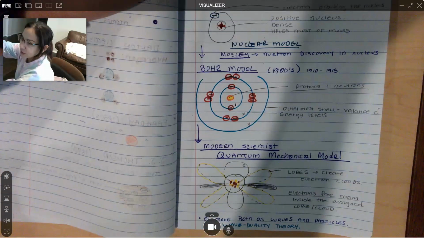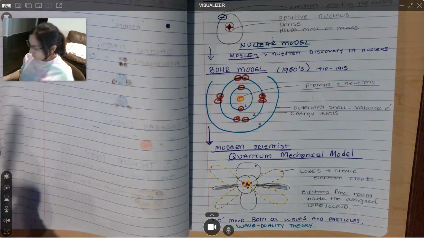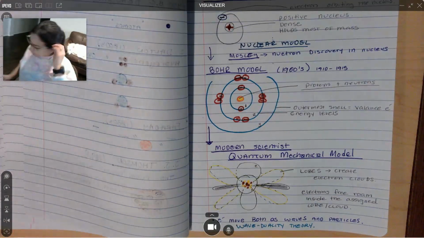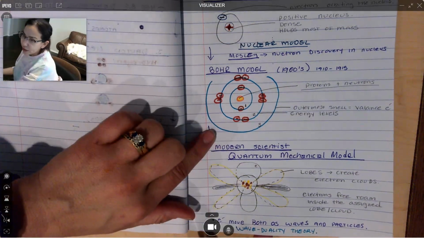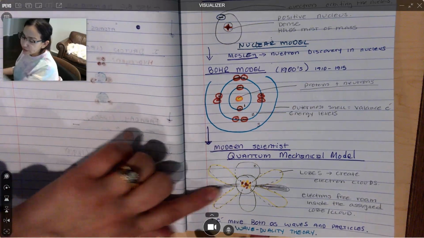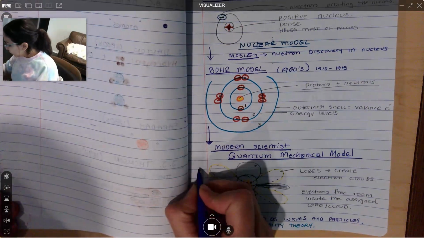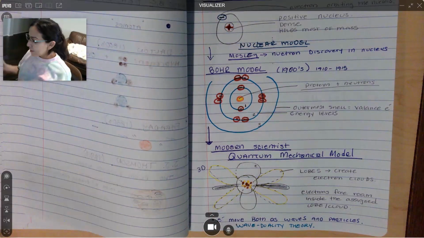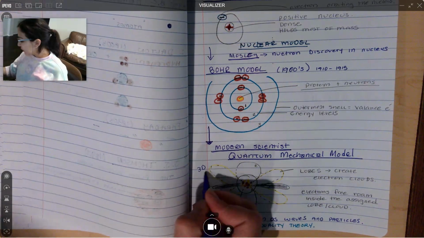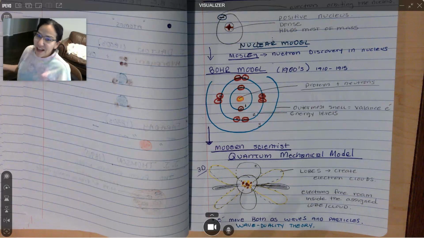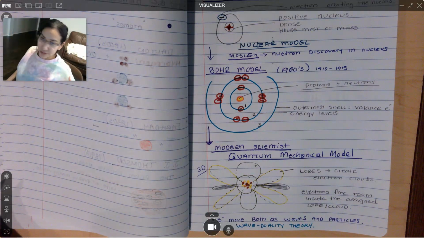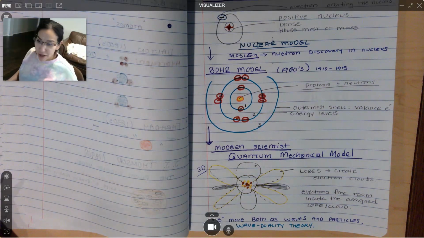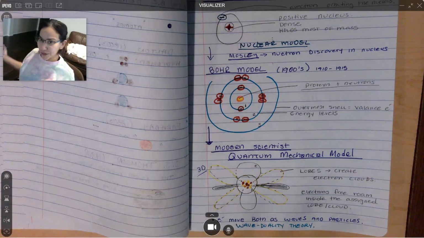So there it is, the wave duality theory. Now, because we now know that they're not in orbits like this, they're in these clouds, and these are 3D, by the way. 3D, okay? That means they have dimensions associated with them. We can't just find an electron and say, oh, it's on the left side of the lobe. Oh, now it's on the right side of the lobe. No, it's going to be like, is it in the center? Is it towards the edge? Is it towards the bottom? Bottom center, bottom right, bottom left? Like, where did it go?